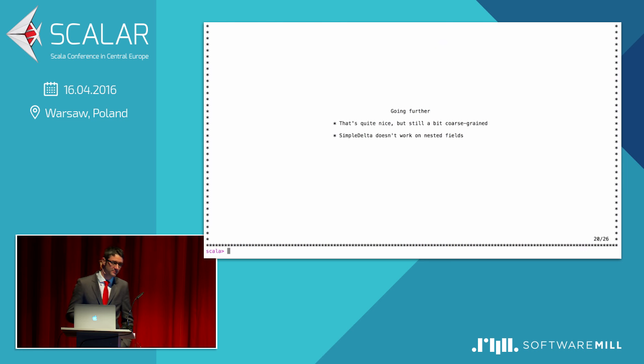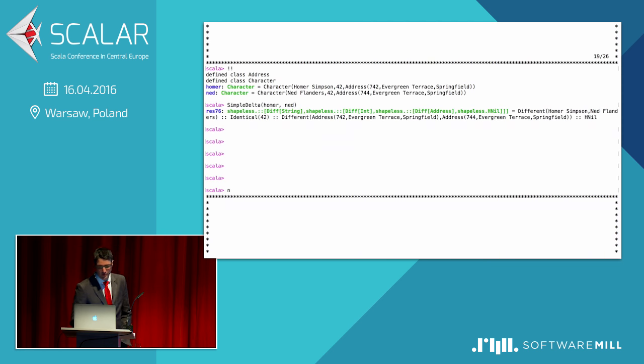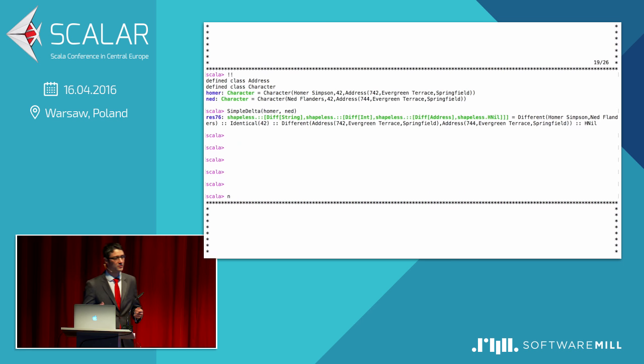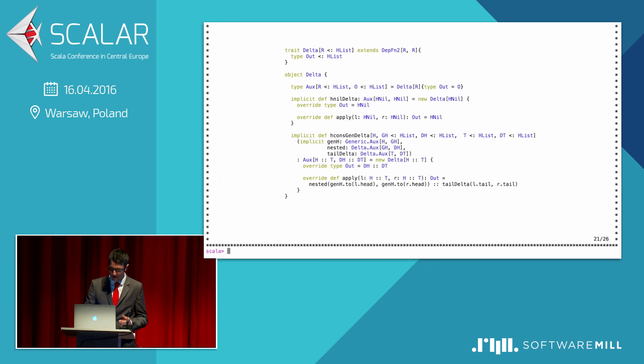So that's nice, but if we get back, we see that they have very similar addresses because they are neighbors on the same street, but our simple delta just tells us that they have different addresses. We would like to go into the address field and compare the fields of the address, rather than comparing the whole address. So we can do that.